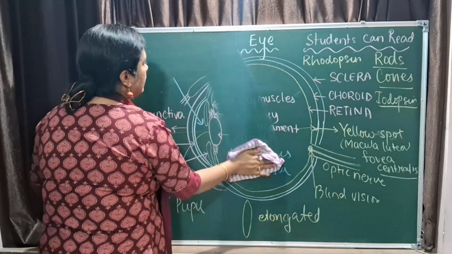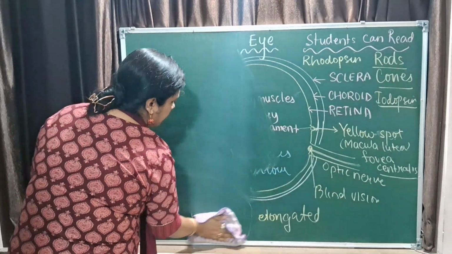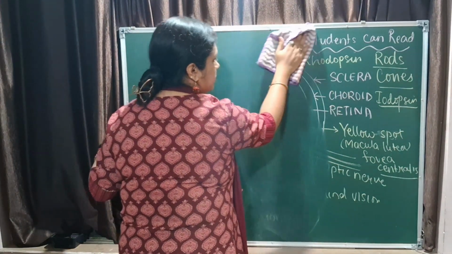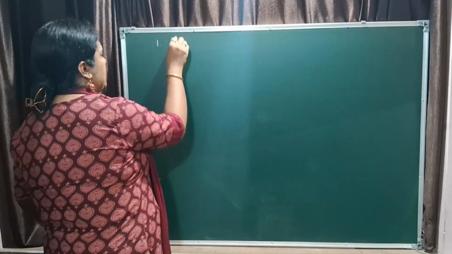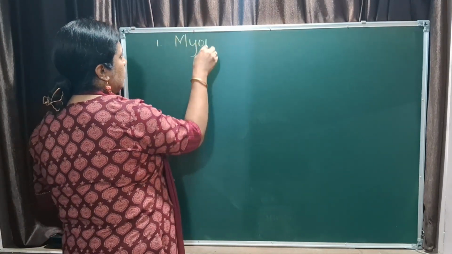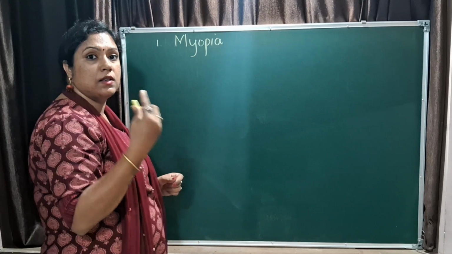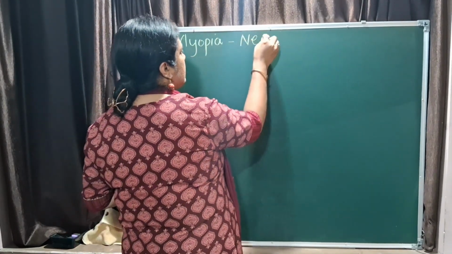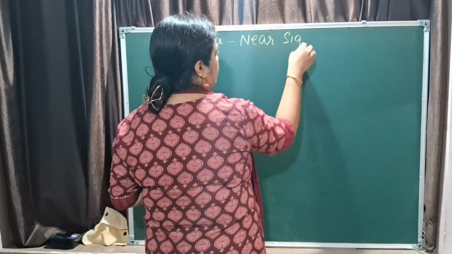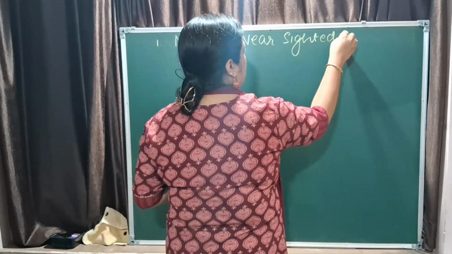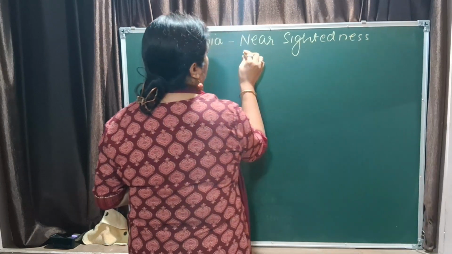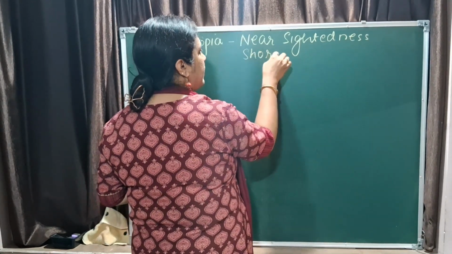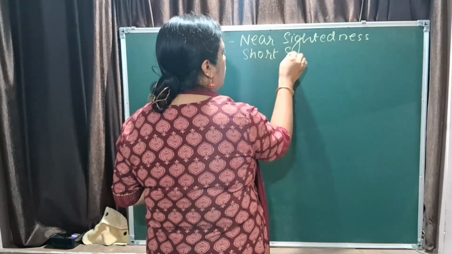Now the next topic is the different ailments of the eye. The first ailment of the eye that we are going to study is myopia. What happens in myopia? We can see near objects, but we cannot see farther objects. So, we call it nearsightedness or short-sightedness, because sightedness means what you can see.